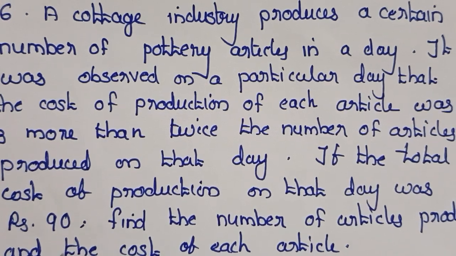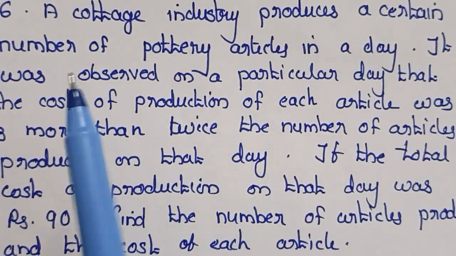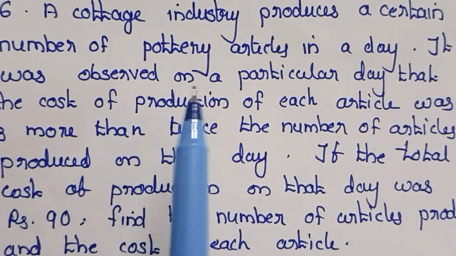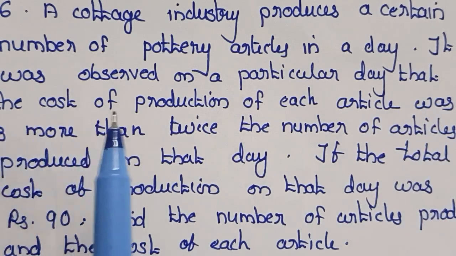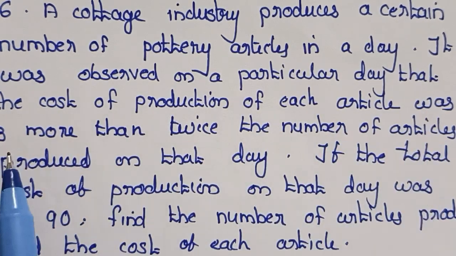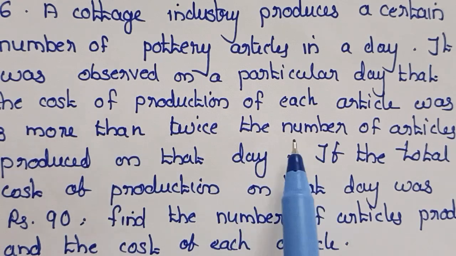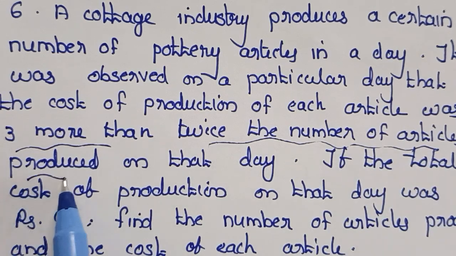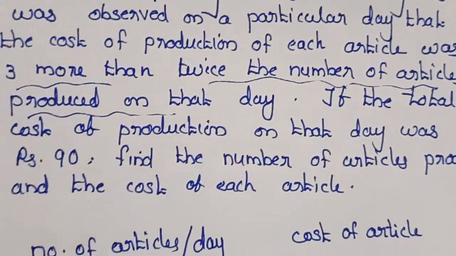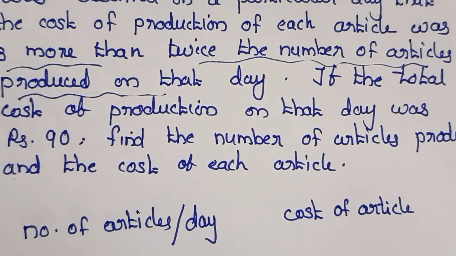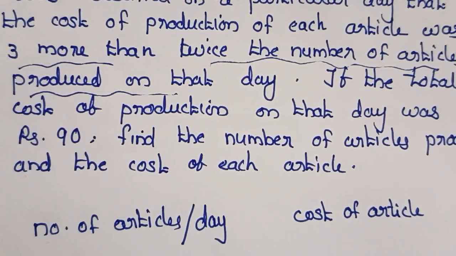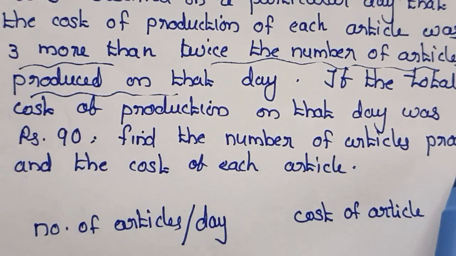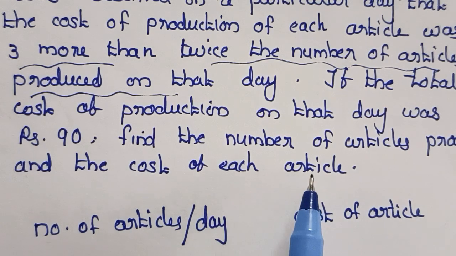Sixth question. A cottage industry produces a certain number of pottery articles in a day. It was observed on a particular day that the cost of production of each article was 3 more than twice the number of articles produced on that day. If the total cost of production on that day was rupees 90, find the number of articles produced and the cost of each article.